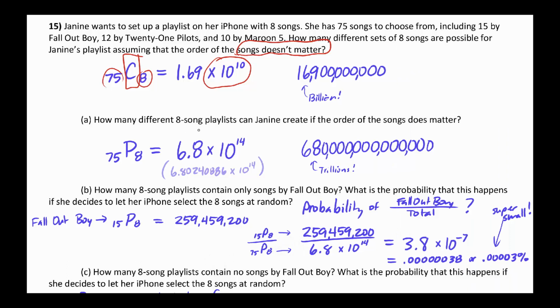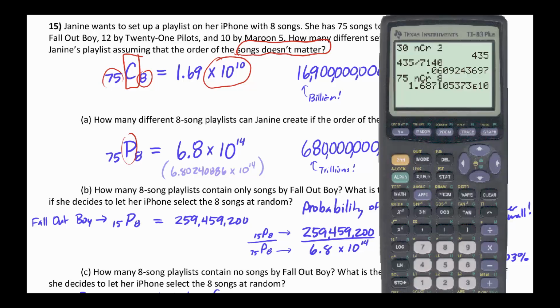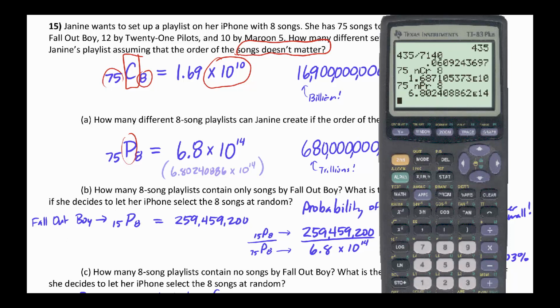How many different 8-song playlists can Janine create if the order of the songs does matter? So we are not going to be using combinations, we're using permutations now, because if I switch the order of one song and the next song, it's going to make a different playlist in her head. So again, it's still 75 songs that I'm choosing from. Go over to the math menu. This is a permutation. Still choosing 8 overall.